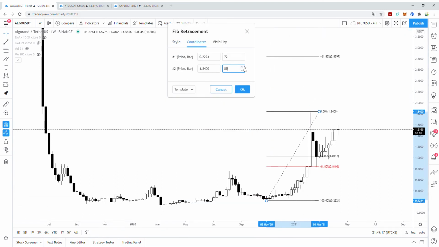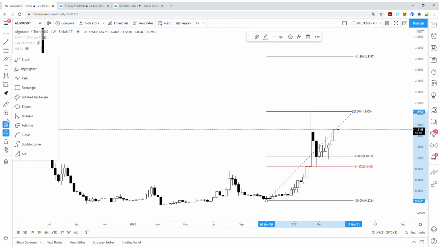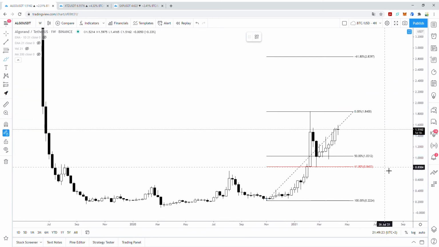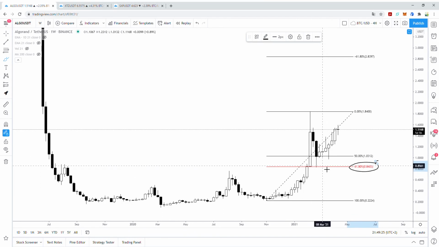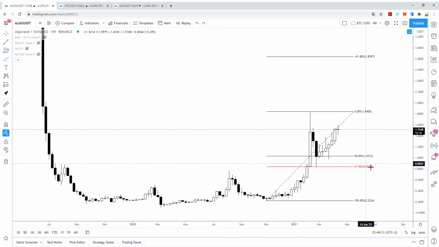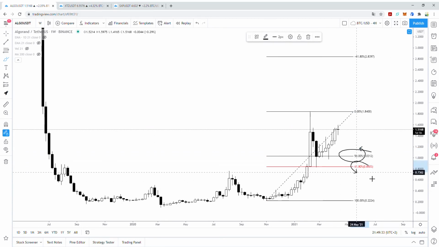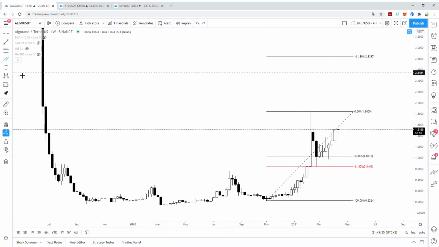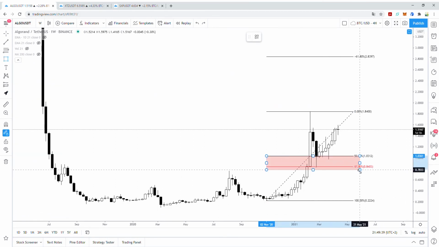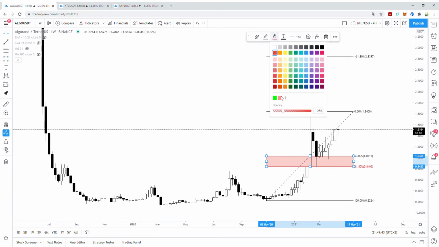and I'm going to make this a little bit bigger, and we can see that the price came back to the 61.80 very accurate. It just hit it on the wick. I always like to take the 50 and the 61, so what I'm going to do here is draw a green box, because I know that if it is in this area I will be interested in buying this.